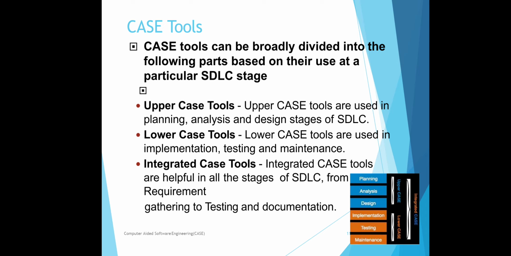CASE tools can be broadly divided into the following parts based on their use at a particular SDLC stage. There are three CASE tools: upper CASE tool, lower CASE tool, and integrated CASE tool. Upper CASE tools are used in the planning, analyzing, and designing stages of SDLC. Lower CASE tools are used for implementing, testing, and maintaining. Integrated tools help in all the stages of SDLC, from requirements gathering to testing and documenting.